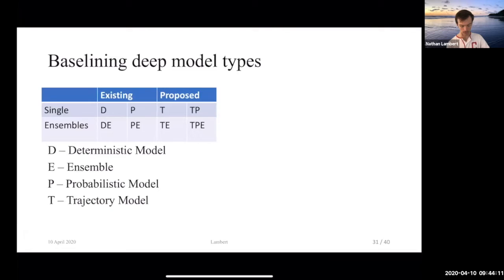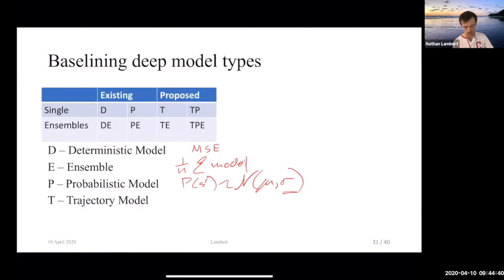So we're starting to baseline all of these deep model types. A deterministic model is working with mean squared error. An ensemble is essentially taking some weighted average of each model's prediction. And then we have this probabilistic model where we're saying that the probability of state prime is from some normal distribution, which we can regularize the variance of to keep the predictions clustered together. And then we have this new type, which we're calling the trajectory model. We can copy these first four existing models from existing code bases, and we're trying to compare their short and long-term predictions to the new models that we're proposing.